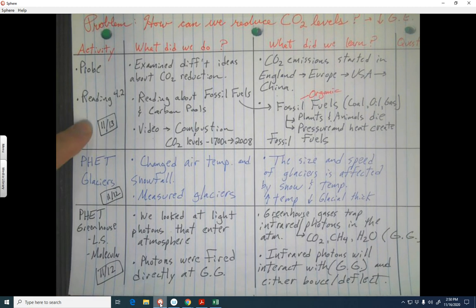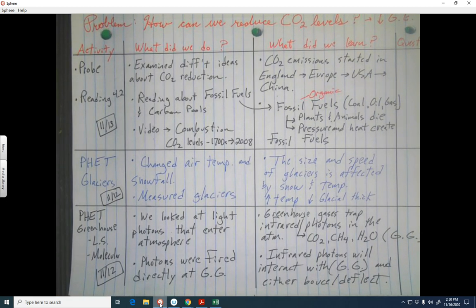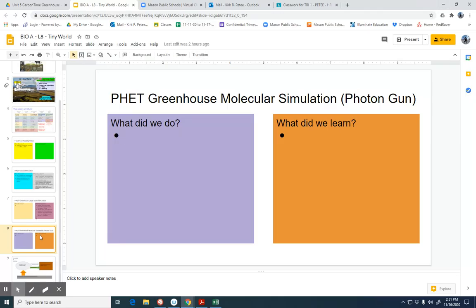And the probe and reading was actually done on Friday, and that's where we looked at the video and tried to get a better understanding of what fossil fuels are. So that's what we looked at there. After we covered those particular items, like I said, you can pause this if you want to then write these things down. We went into our tiny pools game.